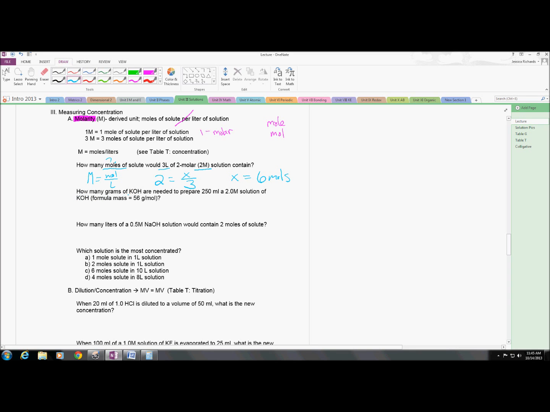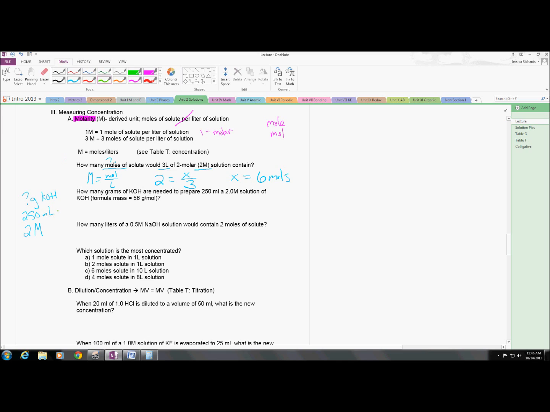They want to know how many grams of KOH are needed to prepare 250 milliliters of a 2 molar solution. So they want to know grams of KOH. They have 250 milliliters of their solution, and it's 2 molar. Now you know it has something to do with molarity because you see the capital M. But we don't have moles and we don't have liters. So it makes the question a little more difficult.